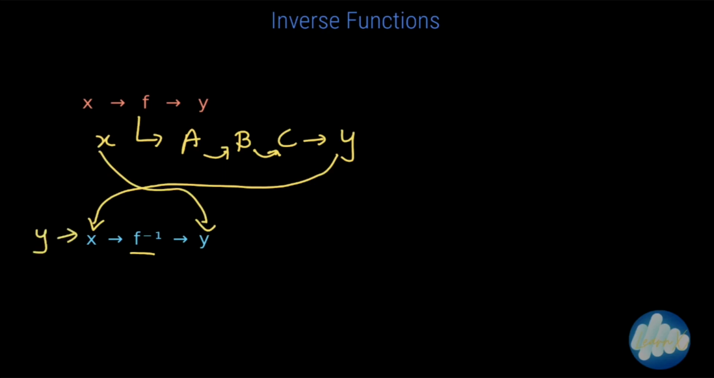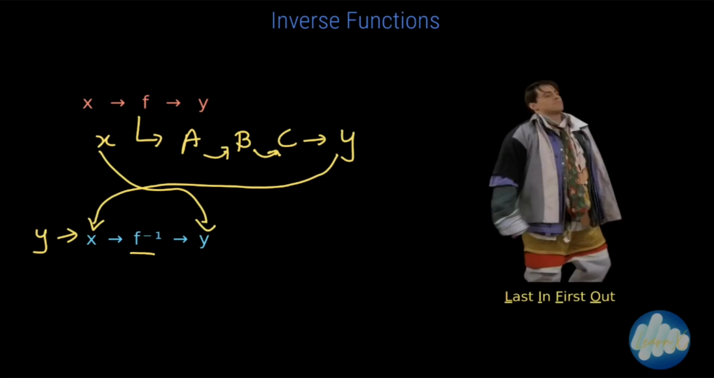Well, to understand this, I like this analogy. Let's assume this is what f did. The function f added layers of shirts onto the body, right? And you want to undo this. How do you do it? First, of course, you have to start off by removing the last layer of clothing that you added. That's why we call it last in, first out. It's a very popular concept in mathematics and programming.